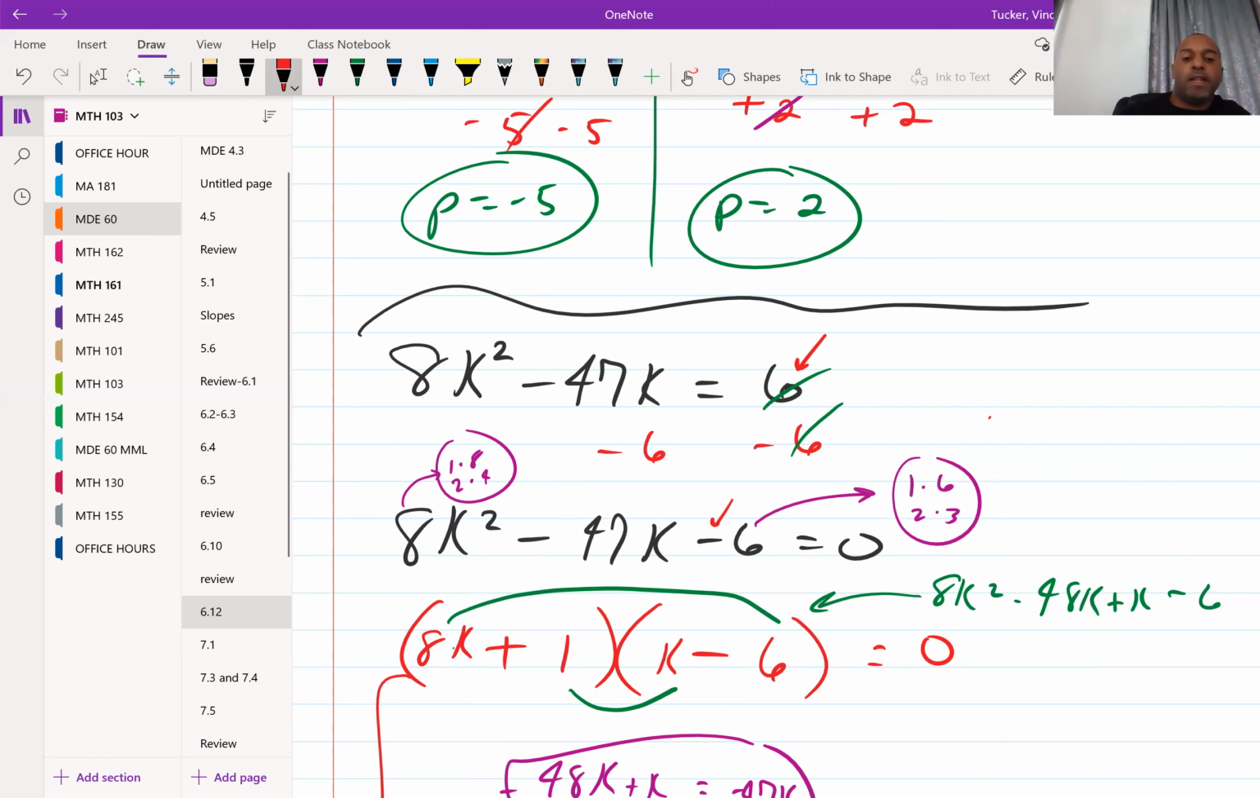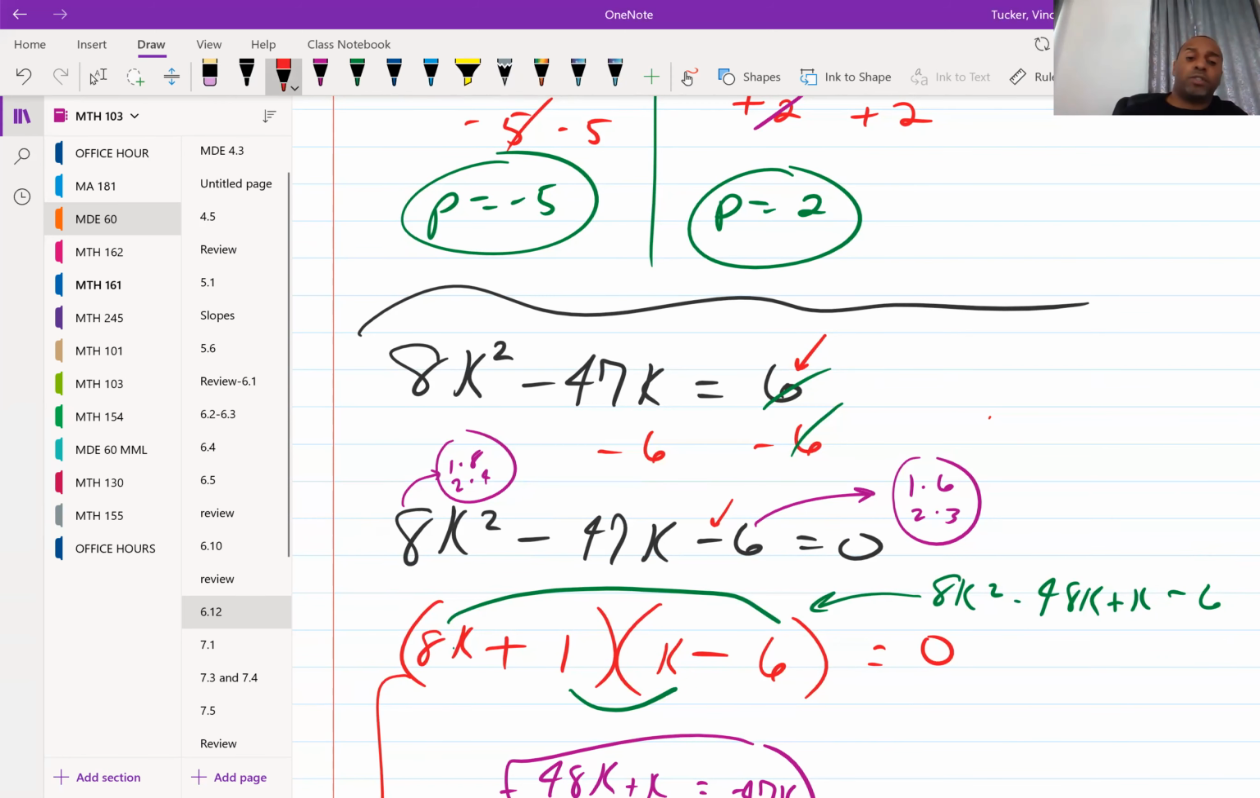So 8k times k is 8k squared. 8k times -6 is -48k. 1 times k is just k. 1 times -6 is -6. Go ahead and add those in the middle, and you see we get our -47k back. So we're good to go.